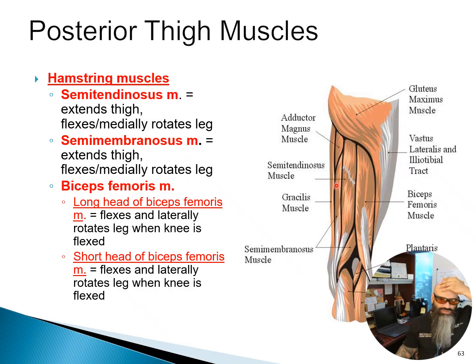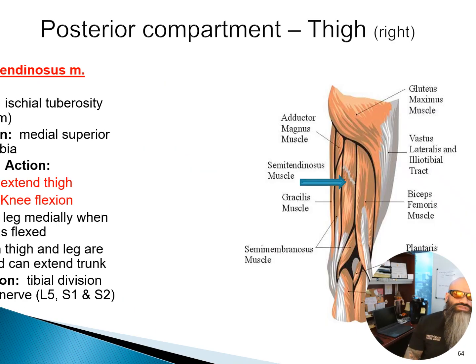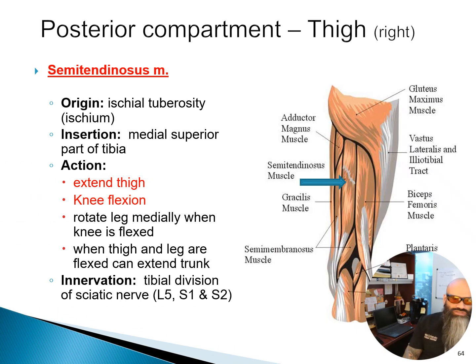Biceps femoris, I just want you to locate, and then it does knee flexion. There's a long head and short head. But for our purposes for the exam, I don't want you to differentiate between the two at the moment. Semitendinosus, origination is ischial tuberosity. That's the majority of all your hamstring muscle groups, the origination at the ischial tuberosity. We are actually sitting on our ischial tuberosity right now.